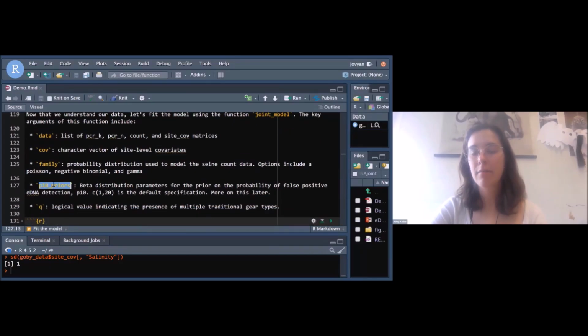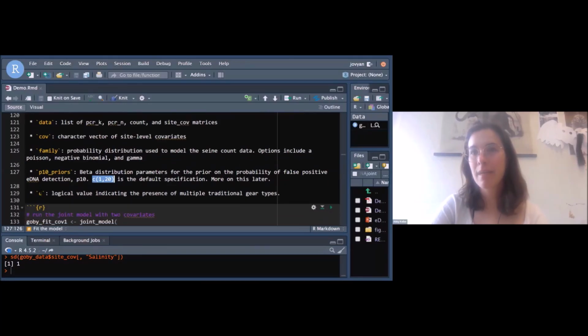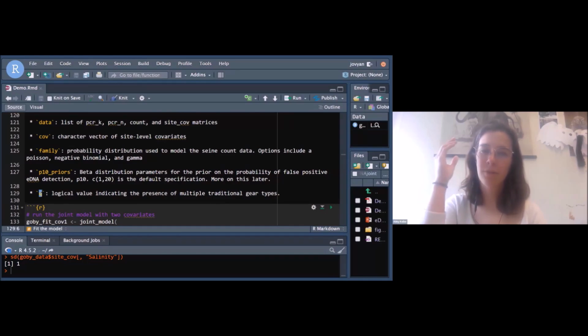Another argument is the way that you can specify the prior distribution for the probability of a false positive. The P10 is modeled with a beta distribution, and the default parameters are 1 and 20. This is a relatively uninformative prior distribution. We'll talk more on this later, so for now, let's punt that to later in this demo, and we're going to stick with the defaults here. If you have multiple traditional gear types, let's say net type 1 and net type 2, here you can indicate whether you have multiple gear types.